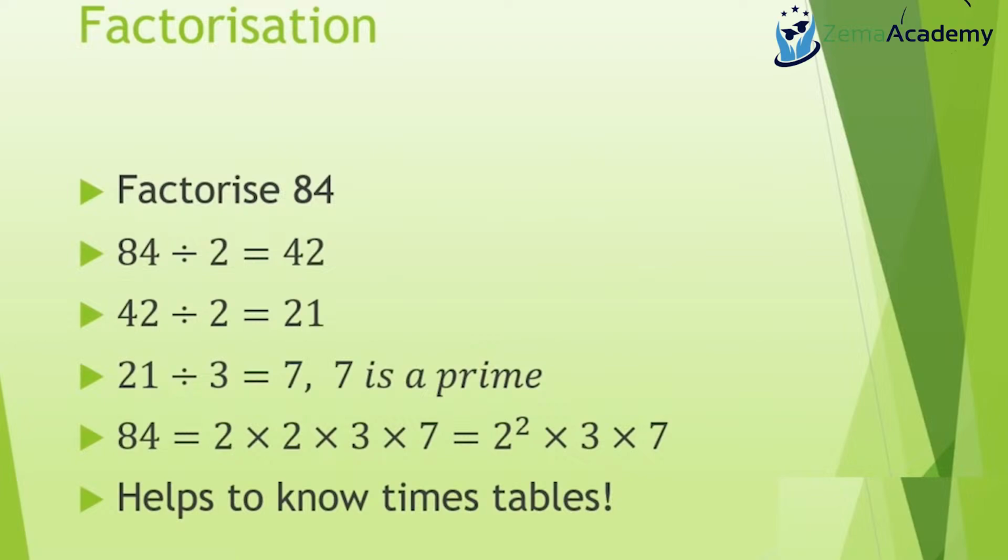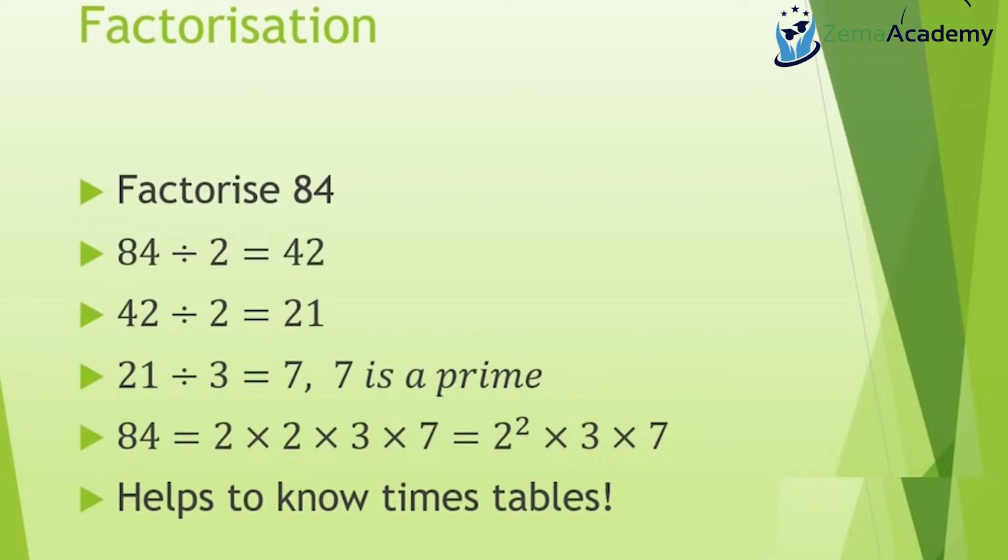Here, we've been asked to factorize 84. 84 is clearly even, so I know I can divide it by 2. If I do that, I'm going to get 42. 42 is also even, so I know I can divide it by 2 again, giving 21. 21, I know my 3 times tables, is divisible by 3, and that's 7, which is also a prime number.